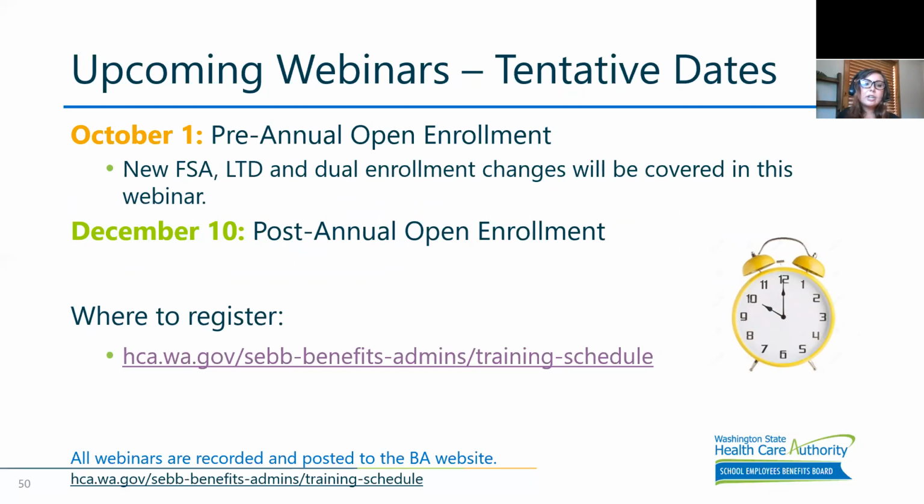All right, so we have our upcoming webinar schedule. These are tentative dates, but right now, October 1st is our pre-annual open enrollment training. And then December 10th is going to be our post-annual open enrollment training. You can go to the benefit administrator website to register. It's under training schedule. The registration is not up yet, but we will be getting that posted potentially within the next few weeks, so just be on the lookout to see when that registration opens.